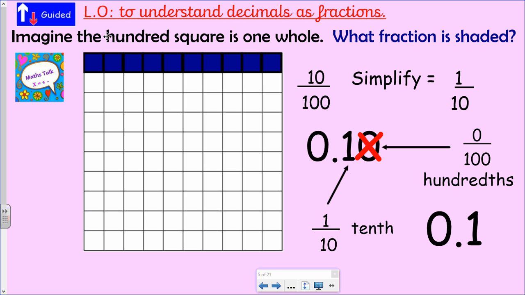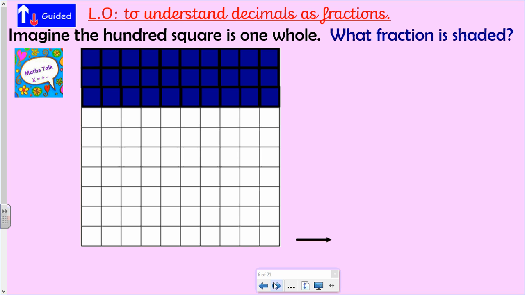So we have got 10 out of 100. Or you might have actually written 1/10. Okay, that is simplified. So you might have seen it as 1/10. You might have seen it as 10/100. 1/10 then, we've got 0.1. We don't need the 10 here. From there, we can simplify. So 0.1 is the same as 1/10. There's no hundredths, which means I don't need to write that zero there. So 10/100 or 1/10 is the same as 0.1.